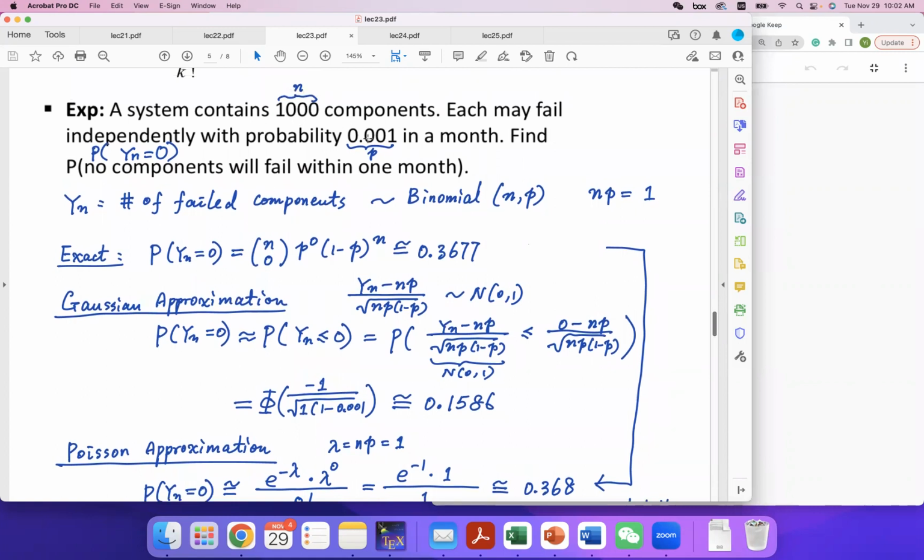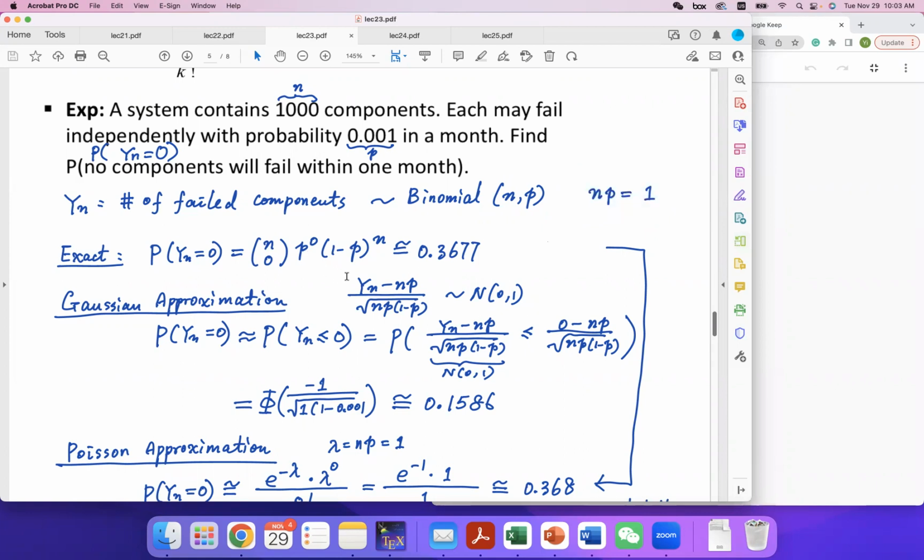So in this case, we observe that the product n times p equals 1. If we want to use the Gaussian approximation, this product is better to be much bigger than 1. But in this case, it is not much bigger than 1. It is equal to 1. And this means that if we use the Gaussian approximation, the result may not be accurate. Let's see if this is indeed the case.